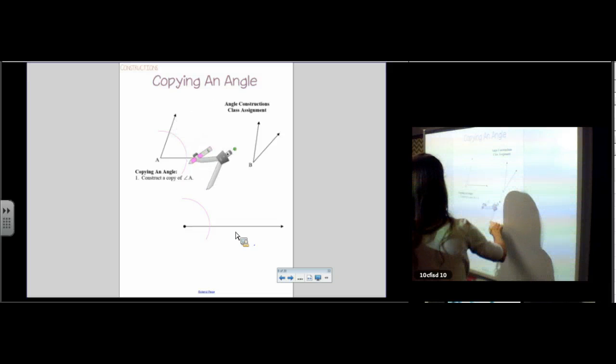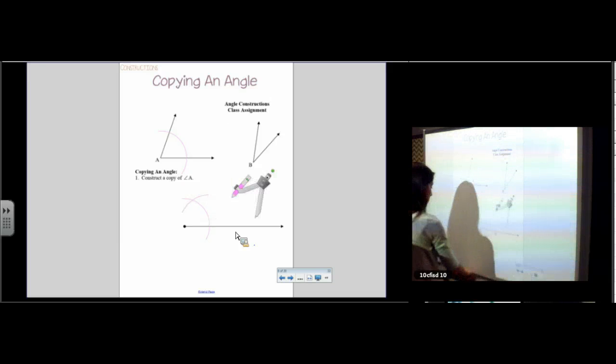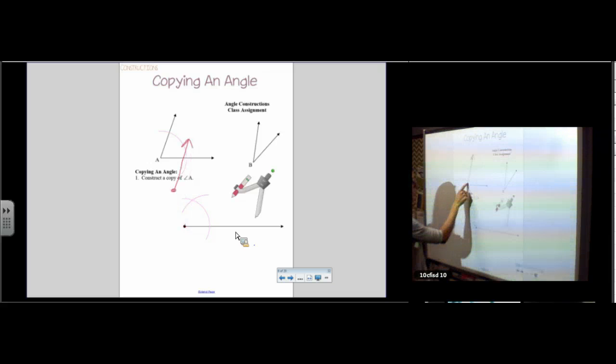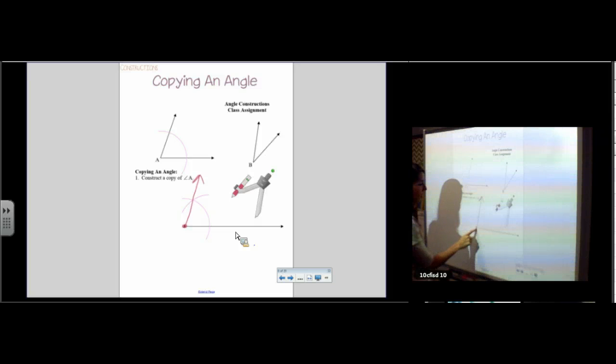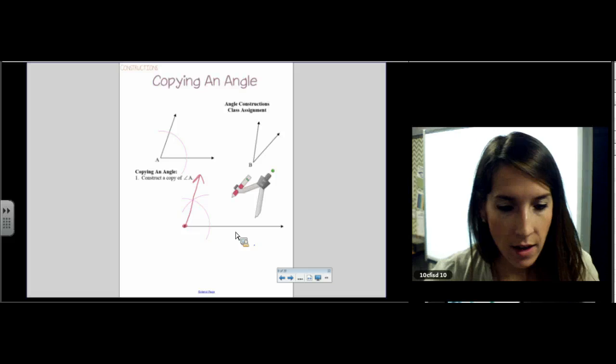Bring it down here, put the needle right there where the arc intersects the ray, and connect the dots, but you're going to use a straight edge, but I don't have my straight edge out, so there we go. Then this angle should be congruent to this angle. I was pretty close. Should be congruent. So now you can go ahead and try to copy angle A and do number 1.